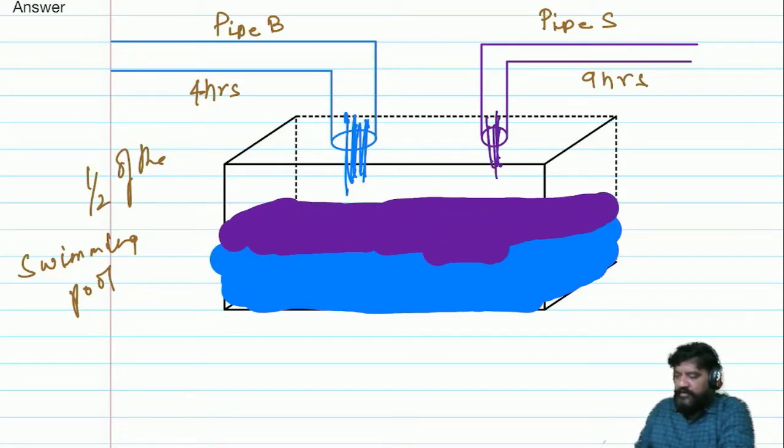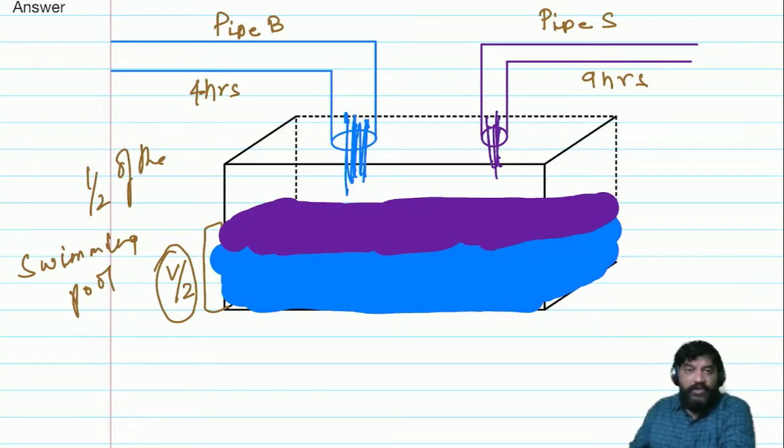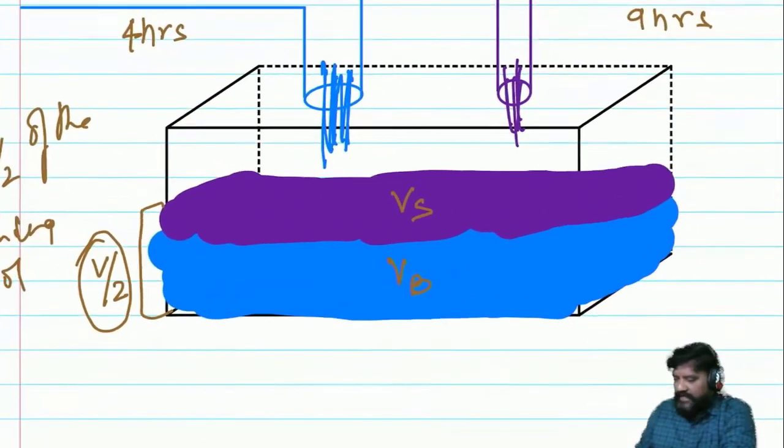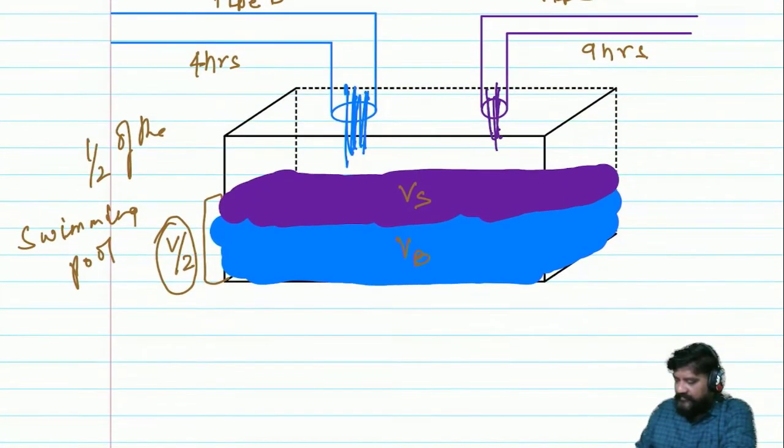So what I see is that the total amount of water that's been filled by both the pipes put together, this amount of water, is the total volume, which I'll take as V, divided by 2. So I do not know how much water this fills. Let's say this fills some Vs amount of water, and this fills some Vb amount of water. I'm not exactly sure what the quantity is, but I do know that if I put them together, which is Vs plus Vb, I'm going to get half of the volume of the total swimming pool.